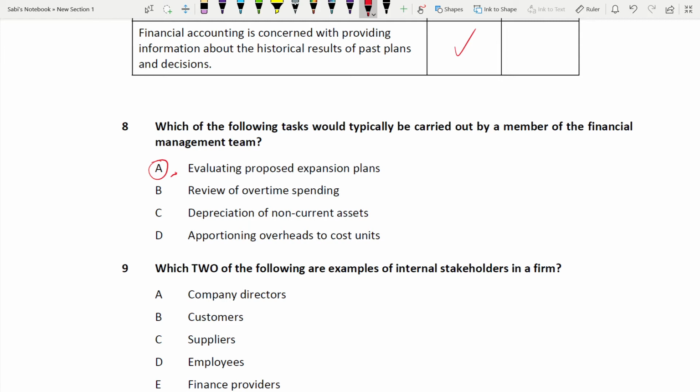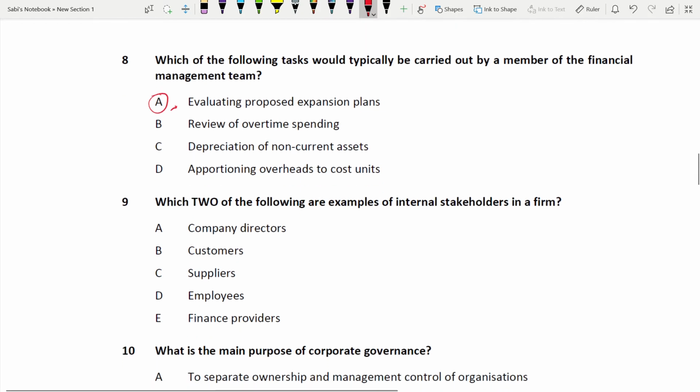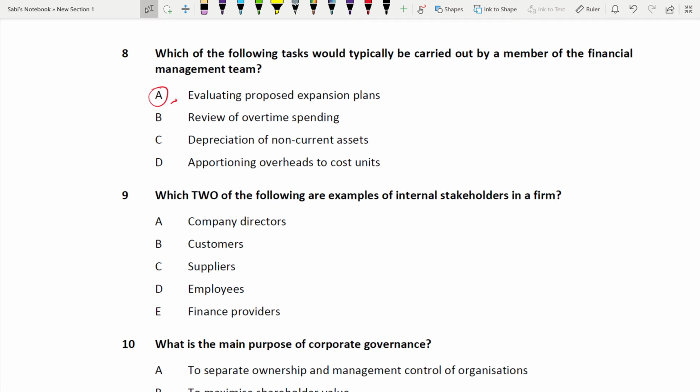Now, coming to 9. Which two? Sometimes students might click one also. So be very careful. That's why it's in capital letter. It's in bold, right? Which two of the following are examples of internal stakeholders in a firm? Remember, we have studied about stakeholders, types of stakeholders. What are their contracts? So what are the two types of internal stakeholders?